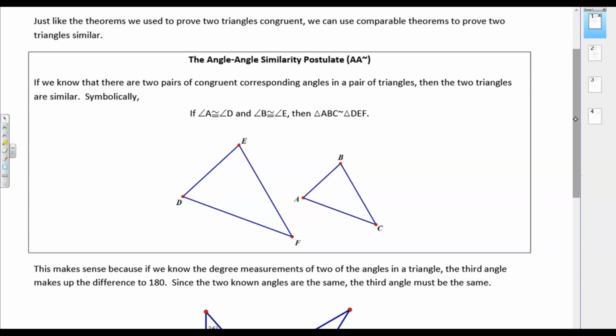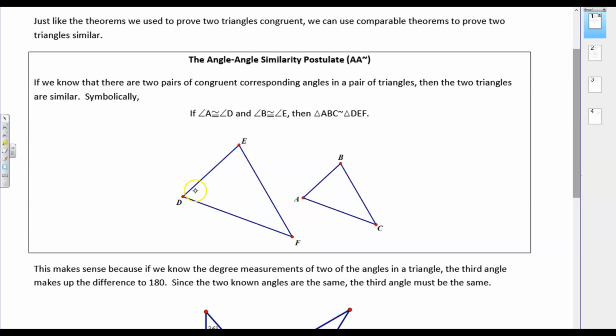And if you remember, guys, back to when we did the triangle zoo activity, when we were cutting out all those triangles, there was one category, angle, angle, angle, that produced similar but not congruent triangles. And we said at the time, this is going to come back. Don't forget it. Well, here it is. Basically, it says that if you know that two pairs of corresponding angles in a pair of triangles are congruent, then you know that the two triangles are similar.